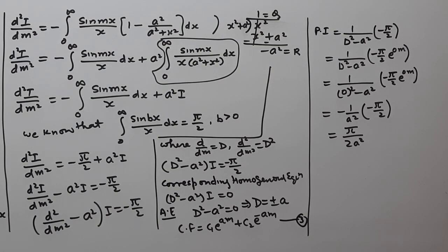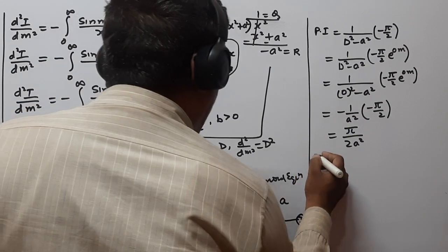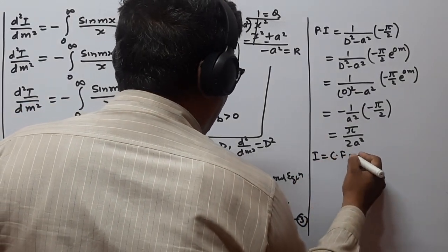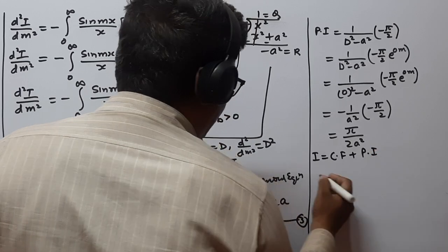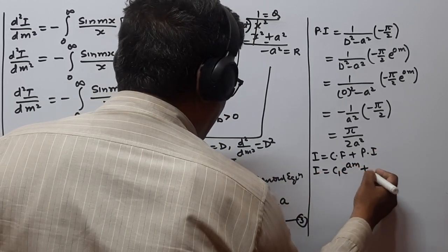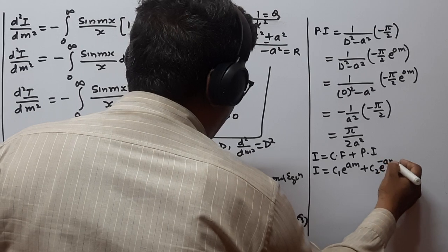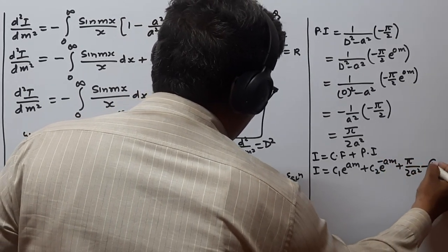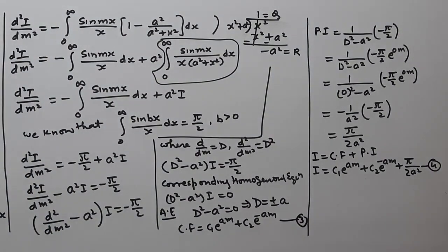When we find the solution of the second order differential equation, we write the solution I as complementary function plus particular integral. So the complementary function is c1 e to the power am plus c2 e to the power minus am, and the particular integral is pi upon 2a square. Suppose that this is the fourth equation. This is the solution of the second order differential equation.